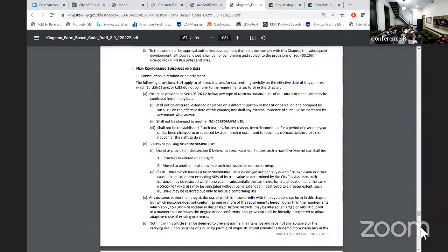It's under C, where it says any building other than a sign, the use of which is in conformity with the regulations set forth in this chapter, but which building does not conform to one or more of the requirements hereof, other than the requirements which apply to buildings located in designated historic districts, may be altered, enlarged, or rebuilt, but not in a manner that increases the degree of nonconformity. And it says, this provision shall be liberally interpreted. I just don't think that's zoning language for a code. Well, it's giving you the authority to have some wiggle room.